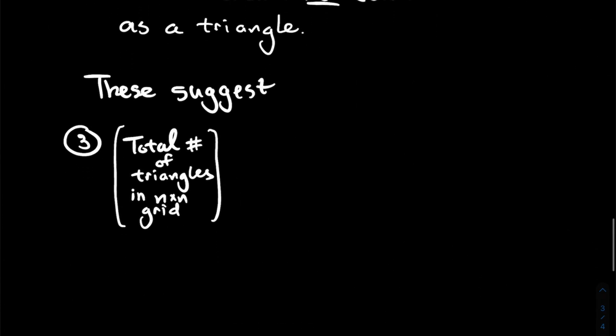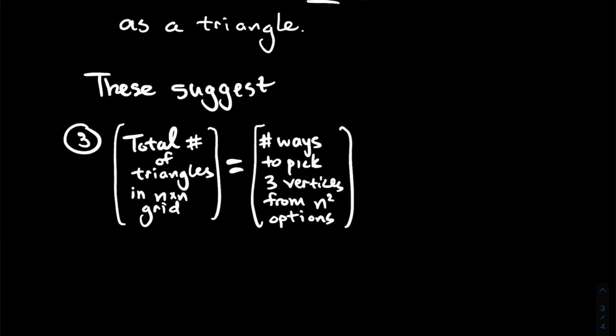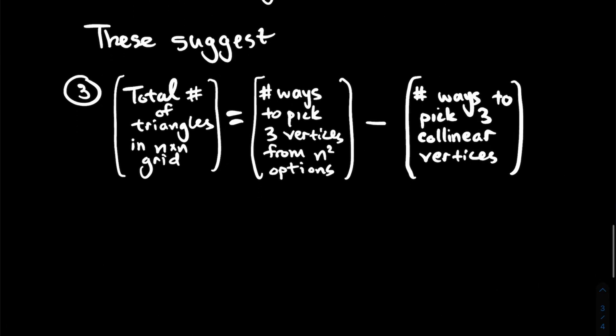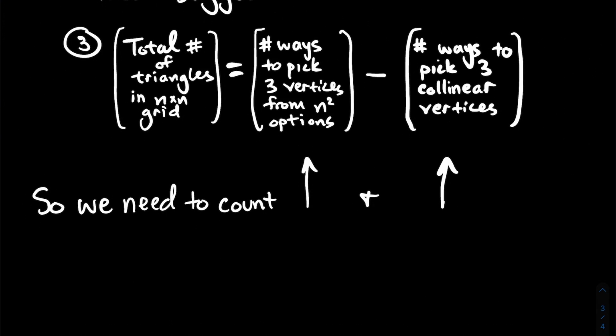The total number of triangles in an n by n grid ought to be: how many ways could you pick 3 of the n squared points to be the vertices of the triangle, since there are n squared points in your n by n grid, minus how many of those ways pick the 3 points all on the same line. So the 2 things we need to count to answer our question are: how many ways could you pick 3 out of the n squared vertices, minus how many ways could you pick 3 of them to be on the same line.